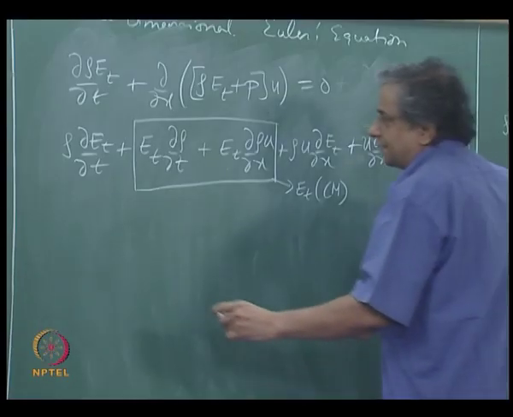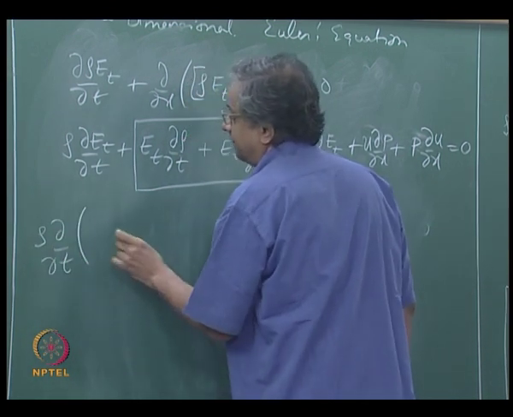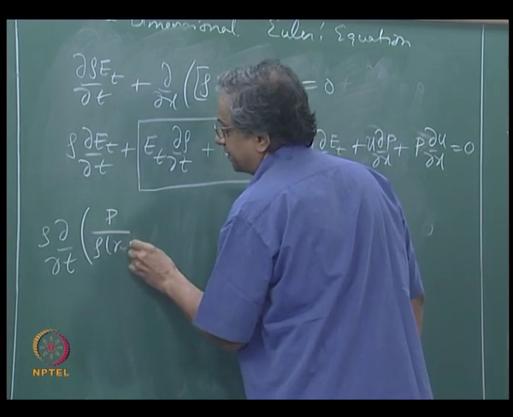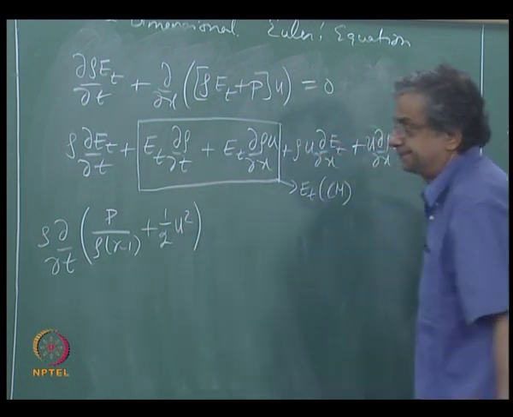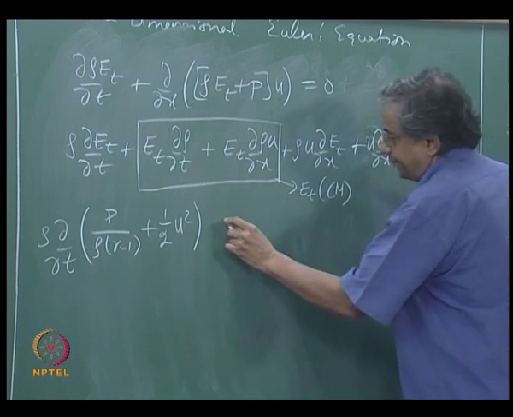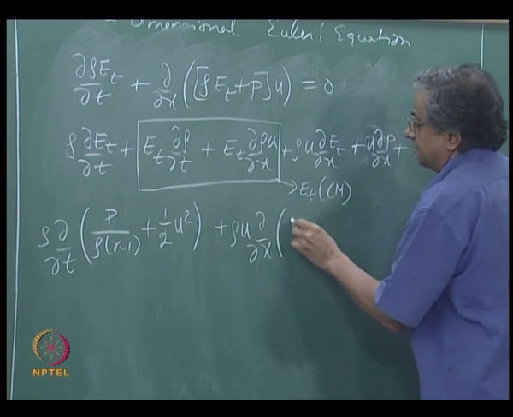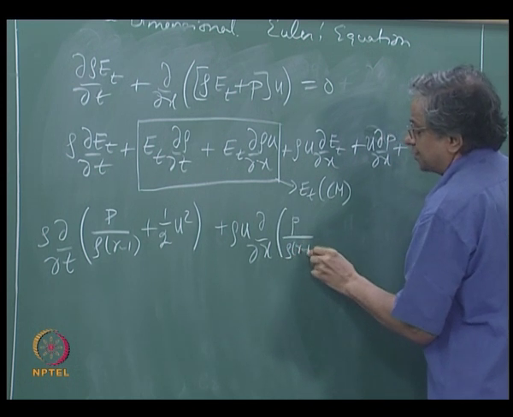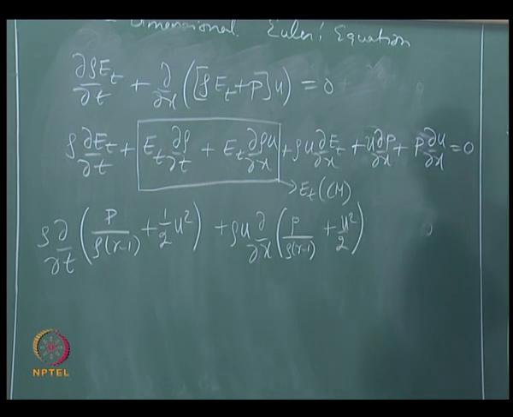So rho dou by dou t of e t, which was p by rho times gamma minus 1 plus 1/2 u squared, plus rho u dou by dou x of p by rho times gamma minus 1 plus u squared by 2, plus u dp dx plus p du dx equals 0.